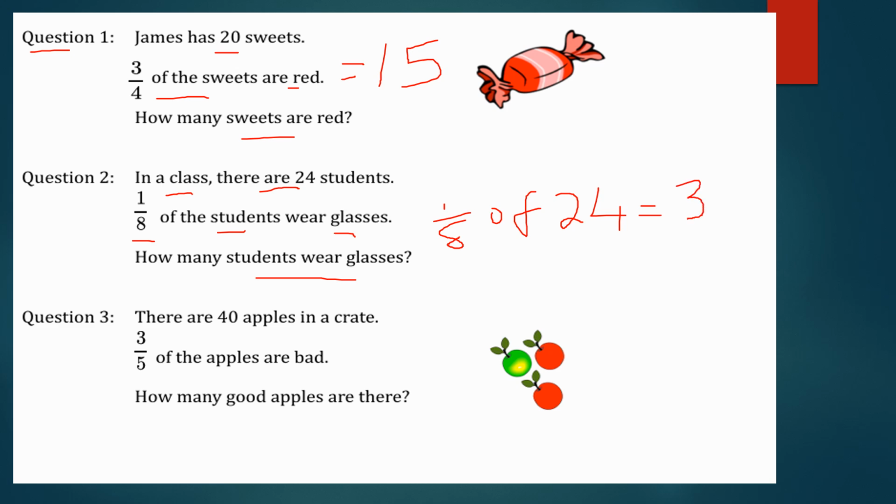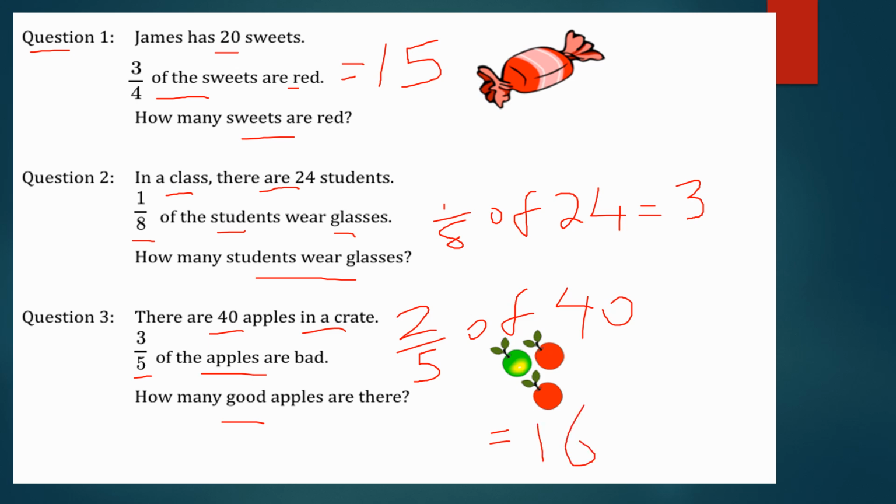Question number 3. There are 40 apples in a crate. 3/5 of the apples are bad. How many good apples are there? Well, if 3/5 are bad, that means 2/5 are good. So we're going to work out 2/5 of 40. We do 40 divided by 5, which is 8. 8 times 2 is 16.